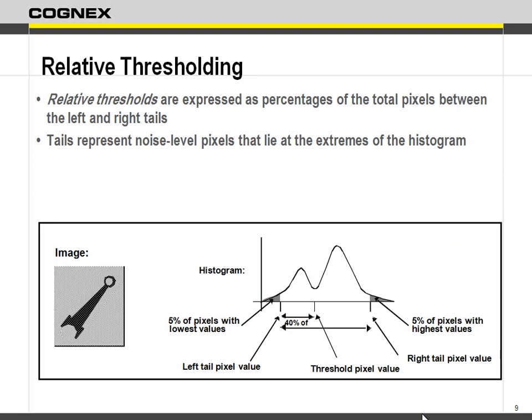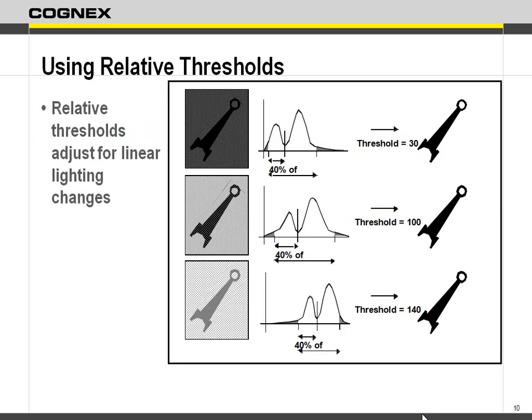Okay? So in this case, if I said, hey, I'm looking for 40% of the image, it's going to do a histogram behind the scenes, find out what 40% of that curve is, and then in this case says, okay, I find my part, but my threshold's only 30 here because it's a pretty dark image. In this case, where I start getting a little bit lighter, my threshold moves up to 100, but I'm still getting my part. And then in this case, because it's relative, it's adjusting with the brighter light, my threshold moves up to 140, but I'm still getting the part.